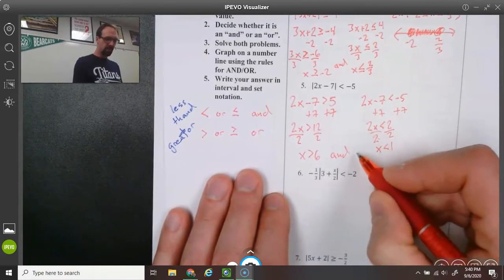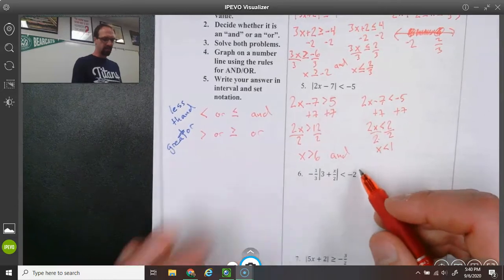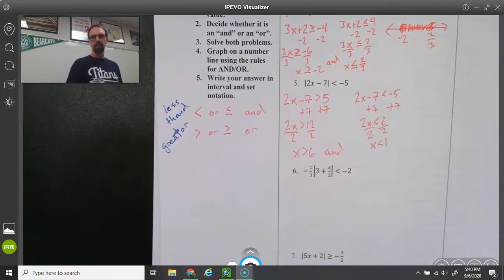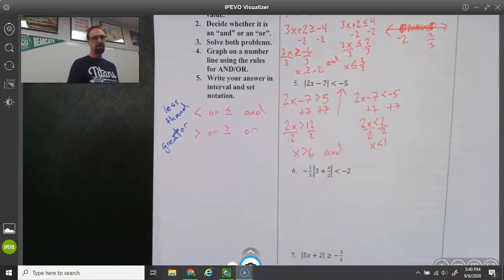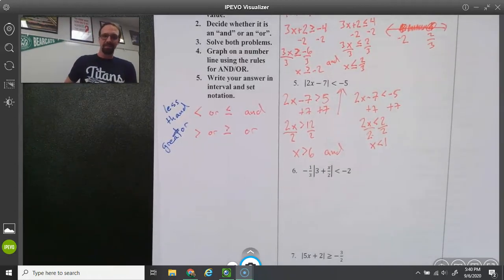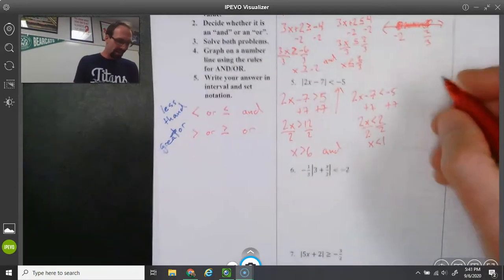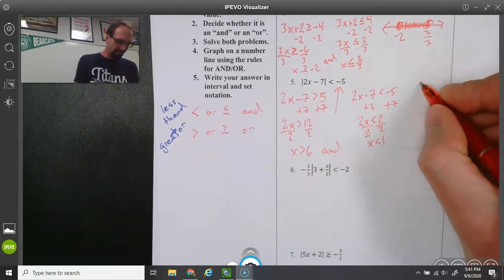X is less than 1. Wait, and x is less than 1. How can I be greater than 6 and less than 1 at the same time? So whenever you see an absolute value by itself and then there's a relationship going on with negatives, in this scenario, it's impossible. There's no solution set. The solution set for this is empty.